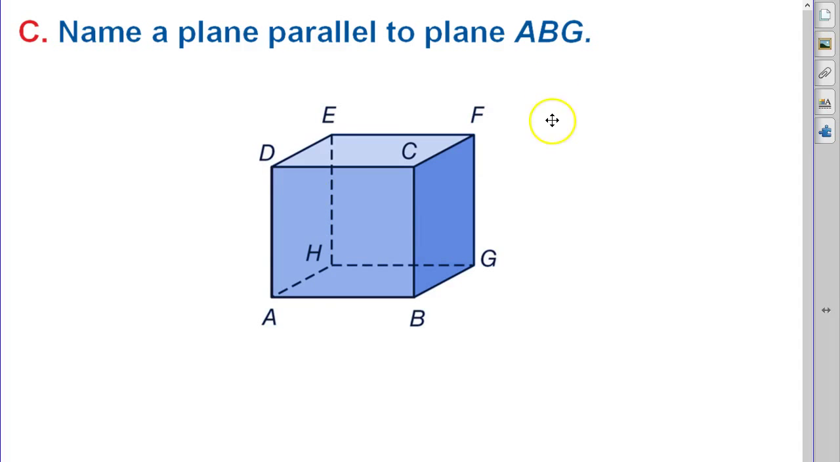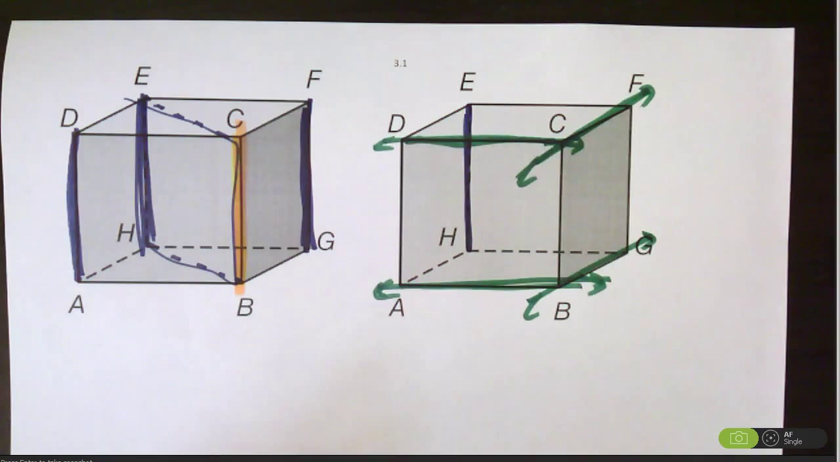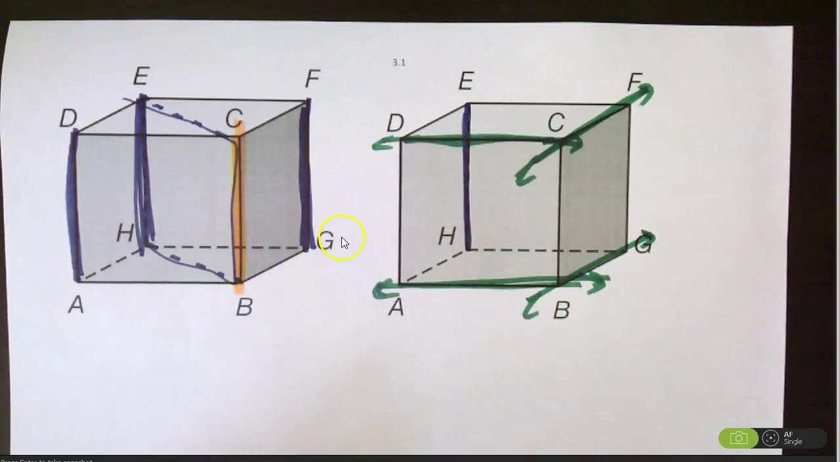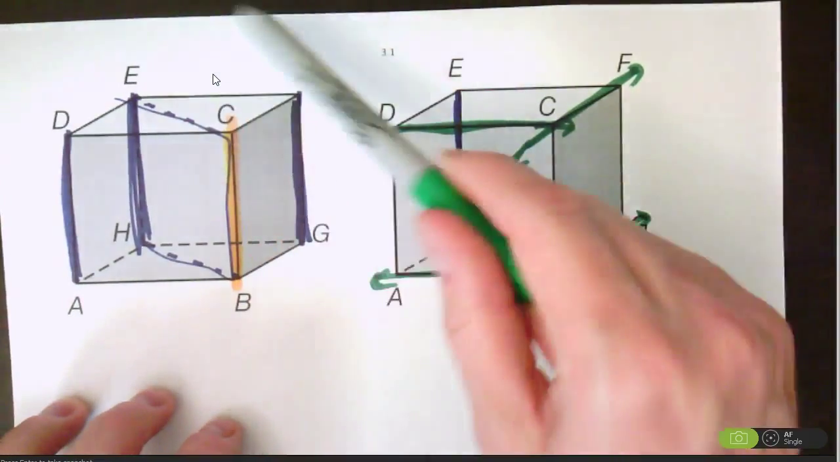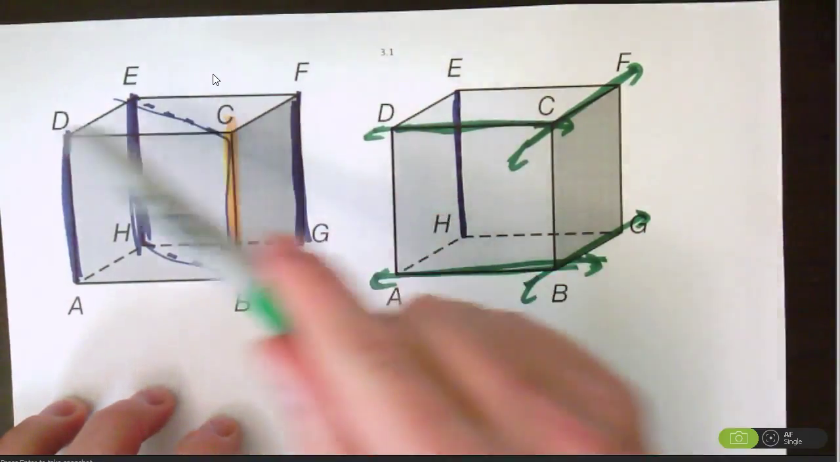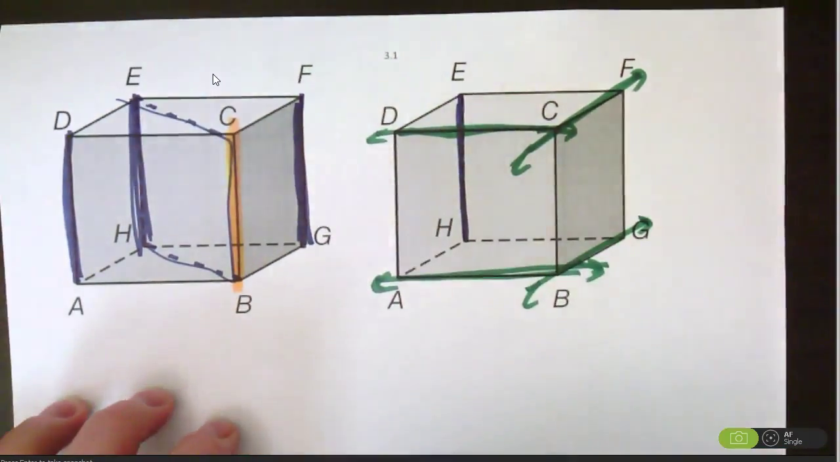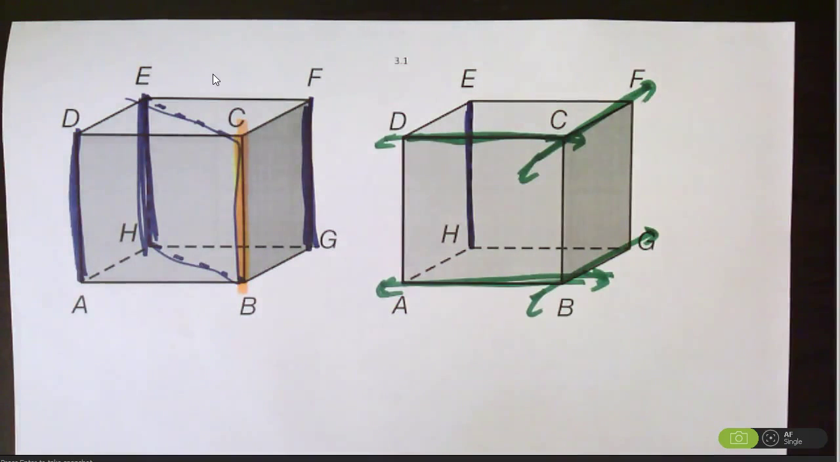Okay, now plane parallel to ABG. ABG is the base, those three points. So the only plane that can be parallel is the one on top. So basically pick any three points out of D, E, F, and C. So DEC, DCF, FEC, whatever you want to use, any of those three points will work.